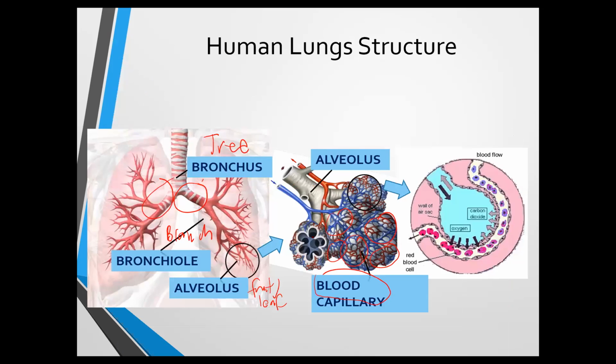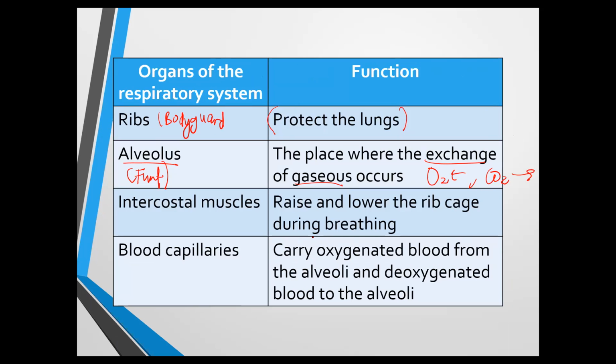What do they do? The intercostal muscles will raise and lower the rib cage during breathing. So when you breathe in, the muscle will bring it up. When you breathe out, it brings it down. So that's the function of the intercostal muscle.